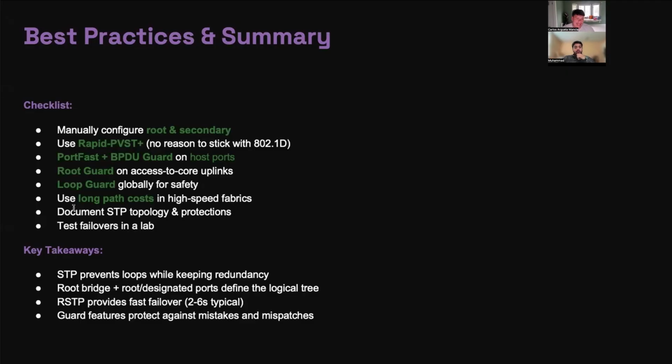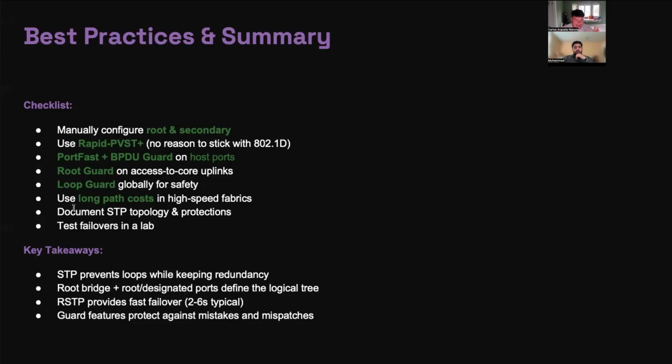Root guard on access to core uplinks. So we know that my root bridge will not be changing. Let's enable BPDU guard and loop guard globally for safety. So we'll use long path cost and high speed fabrics. Yep, we're not going to get into detail with that. And make sure you document your spanning tree topology and protections.